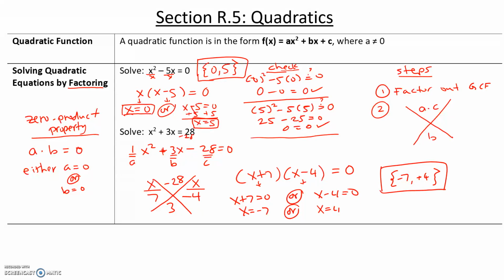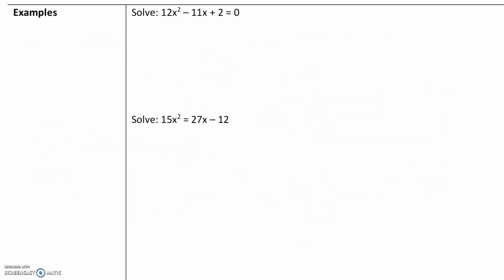Okay, take a look at this. If you need more of an explanation, think of questions you have, and I'll be happy to answer them in class. Next example, 12x squared minus 11x plus 2 equals 0.